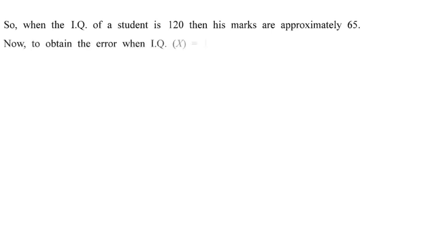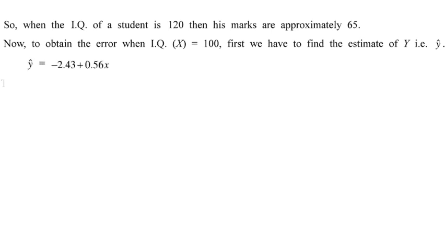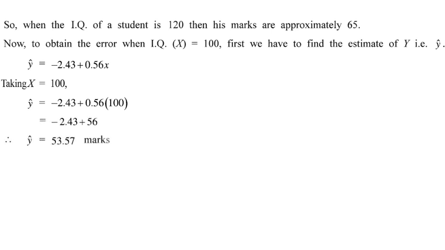Moving on to obtain the error. Now when IQ is 100, we have to obtain the error, but for obtaining error we need to find the estimate of y, that is y cap. So we need to calculate y cap when x is taken as 100. So y cap will be negative 2.43 plus 0.56 into 100, that would be negative 2.43 plus 56, which will give us a y cap of 53.57 marks.